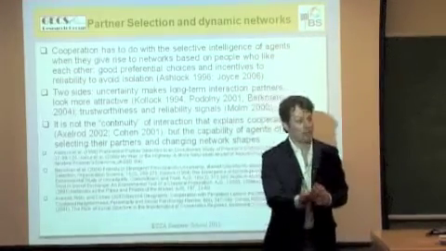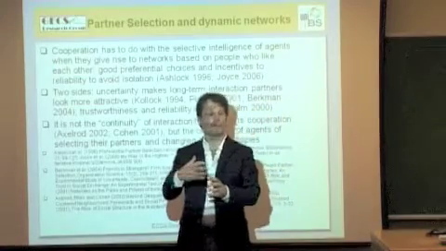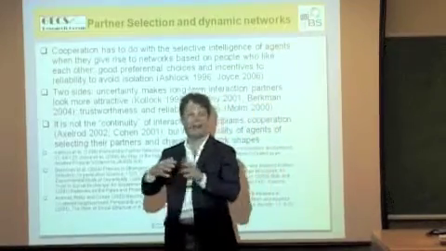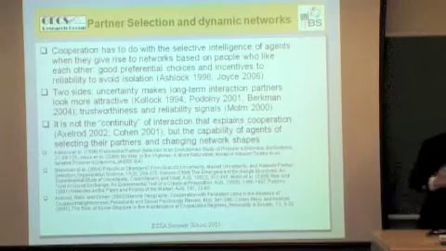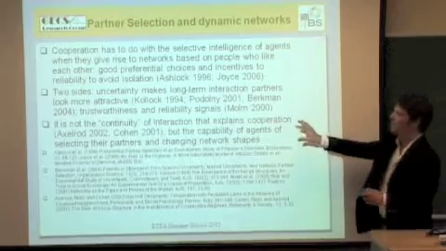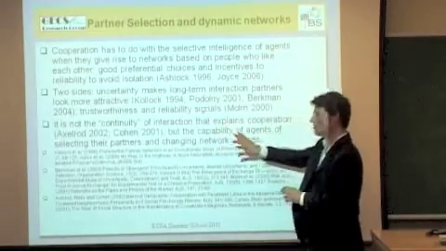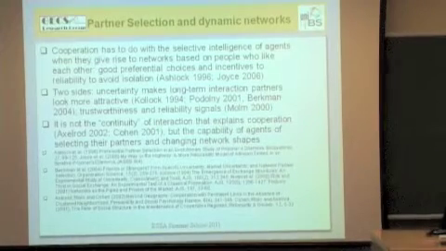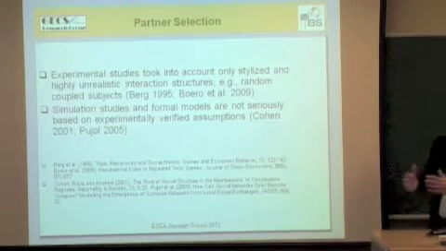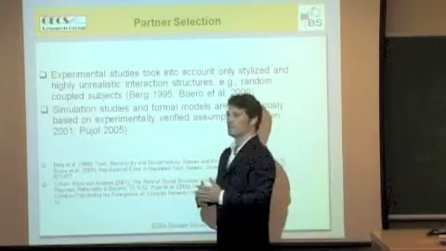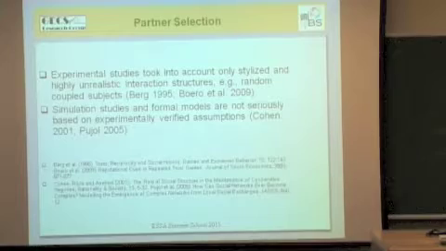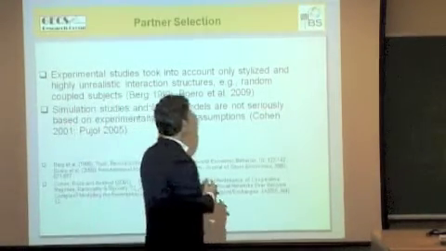That's the reason why partner selection requires understanding how networks change according to the choices of individuals. So you need a dynamic approach to networks. This is very difficult to test in the lab, but very easy to test in the model. So we tried to verify some points in the literature, also to contest or verify this idea of the importance of continuity of interaction between agents. The point was also that experimental studies take into account very simplified and unrealistic interaction structures, like random coupling of subjects, at least in the game theory approach.